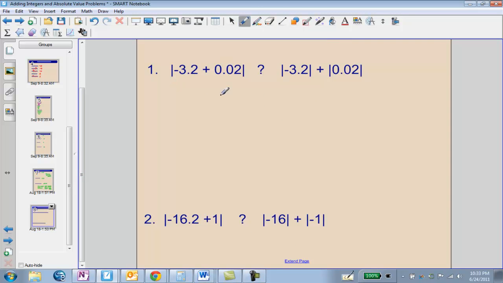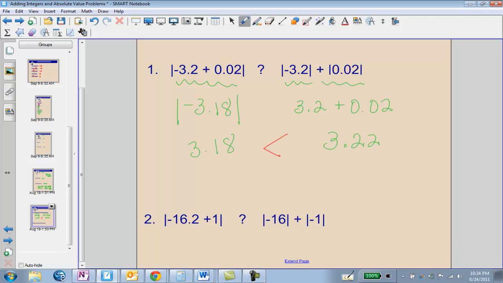So with number one, you should have added first on the left hand side and taken the absolute value first on the right hand side. And when you do that, you will end up with 3.18, or 3 18 hundredths, is less than 3.22, or 3 22 hundredths.